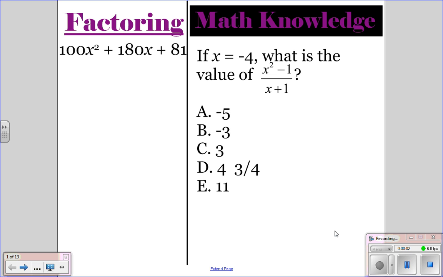All right, so y'all go ahead and do the factoring and the math knowledge question for today. Pause the video, and then once everyone is finished, you can unpause the video and I'll go over the correct answers. So for this factoring, you want to start off by removing the 100.